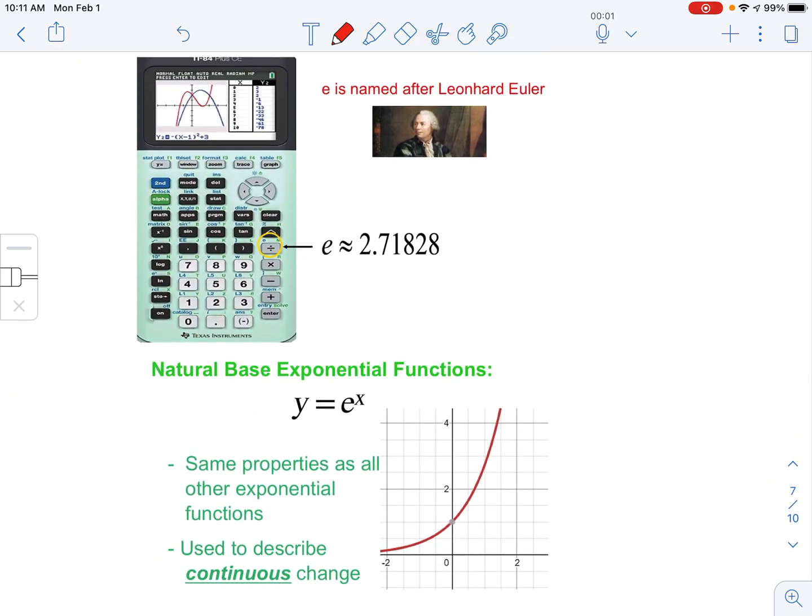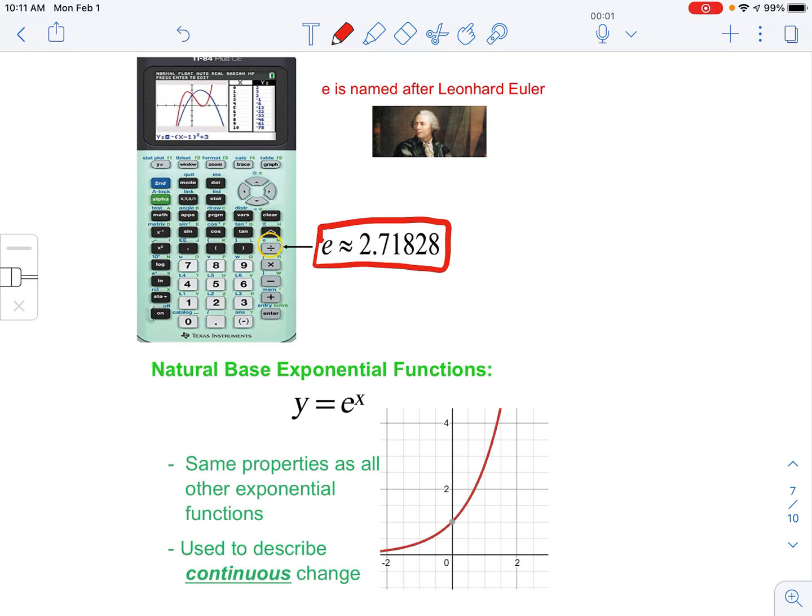Now, the last type of equation that we're going to be looking at needs the introduction of a new number. And this number is Euler's number, right? I have that little mathematician guy there. And because it was explored by somebody with a last name that starts with E, the letter that represents this number is going to be E. And we can find it on our calculator.